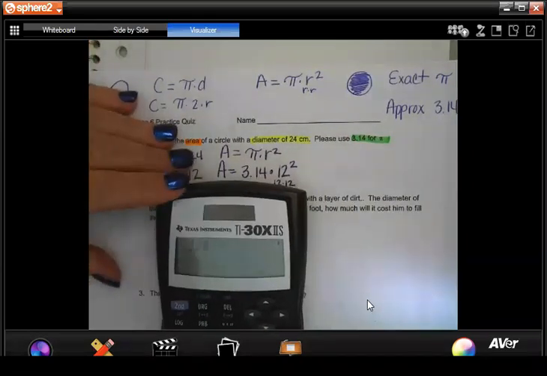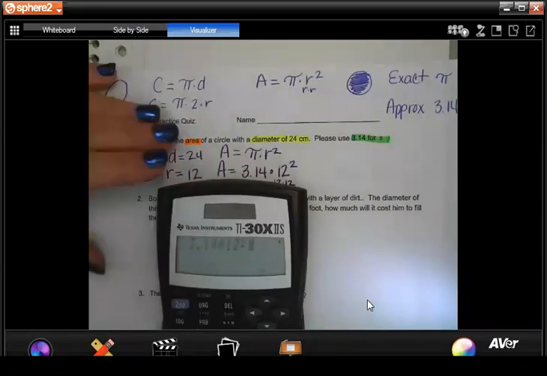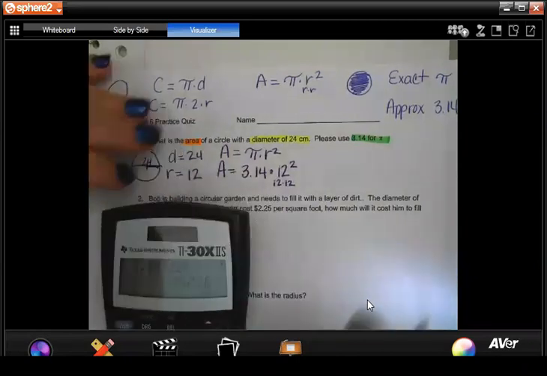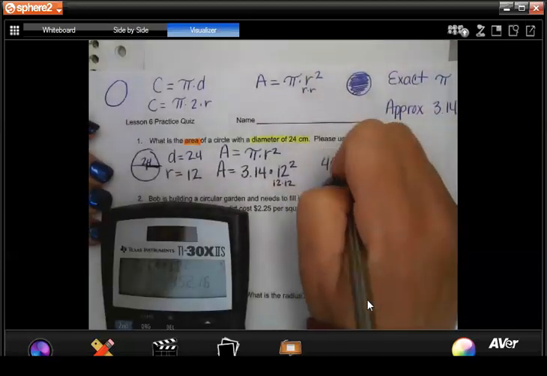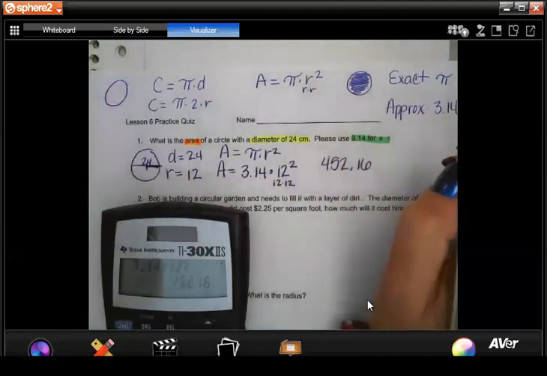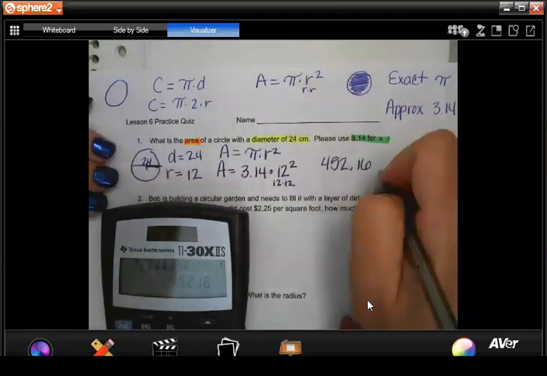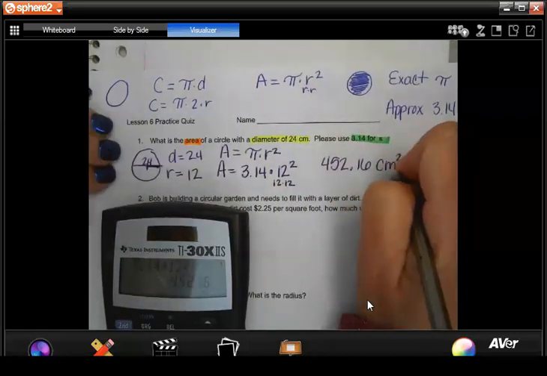Or 3.14 times 12 squared. If you have the x squared button, you can do this. So my answer, excuse me, comes out to be the area is 452 and 1600ths. Now, don't forget your label. Centimeters, and since it's area, it's squared.